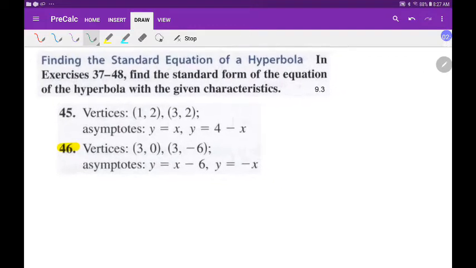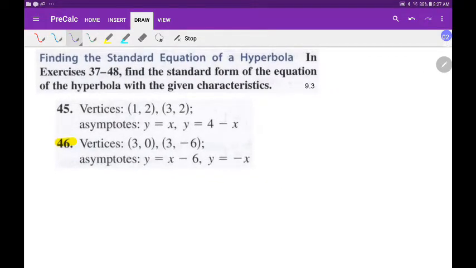They say my asymptotes are y equals x, and y equals, I'm going to rewrite this, minus x plus 4. Why would you put the y-intercept first? Anyway, my slope is 1, and my slope is minus 1. So it's 1 over 1, and I switch it, and it's 1 over 1, and it's negative. Okay, fine. So we got it. A and B are both 1.